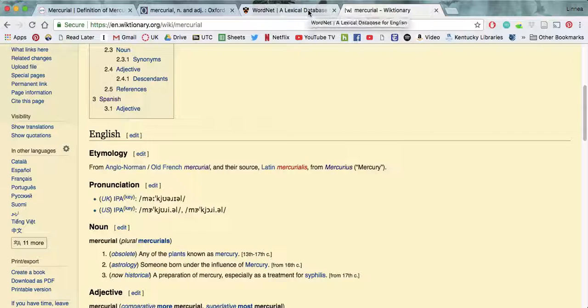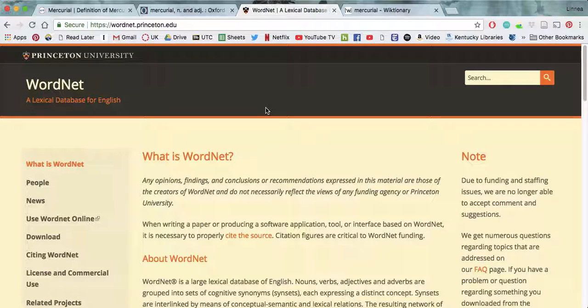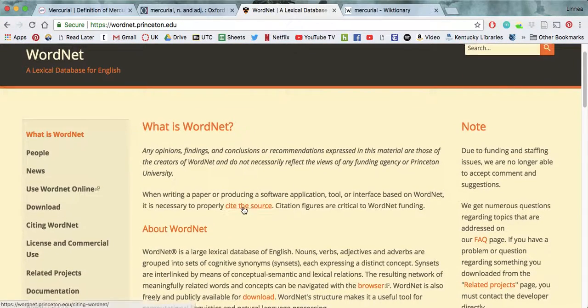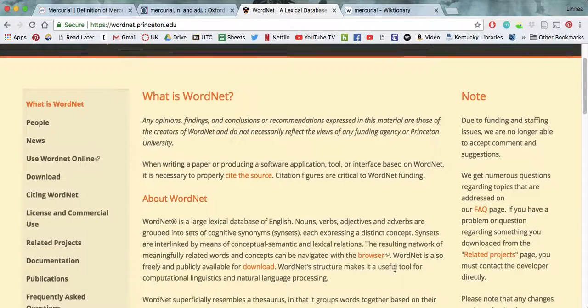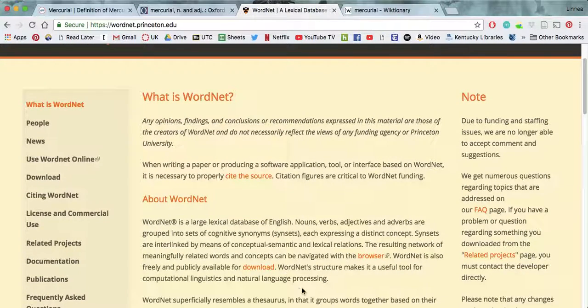The last source we're going to look at here is WordNet. It's not a dictionary, it's a lexical database from Princeton University. It's creating a network of words where nouns, verbs, adjectives, and adverbs are grouped into sets of cognitive synonyms, synsets, each expressing a distinct concept. Now, this source is really helpful for people who are looking at how language works, like computational linguists or natural language processing people. But let's see what it does with our word mercurial.